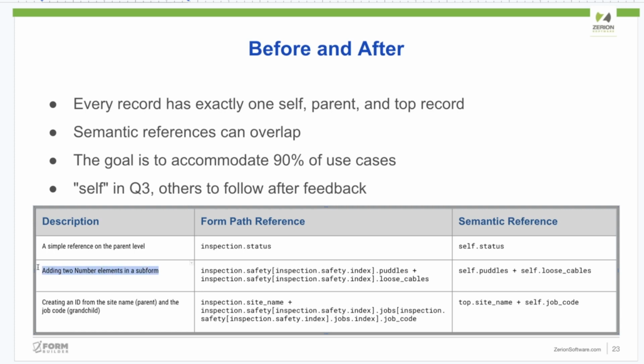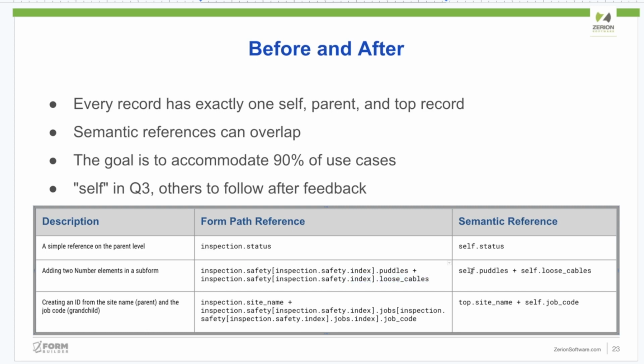Going back to the idea of adding two number elements in a subform, we don't want to set those clearing values for numbers. We're in a subform, so the reference is complicated. This is what it looks like right now with the full form path. I'm essentially saying in my form inspection, in this subform named safety, for the current index I'm in, because you can have multiple subform records, I want the value of puddles, and I'm going to add it, within that same record, because I have the same parent form subform index, to the value for loose cables.